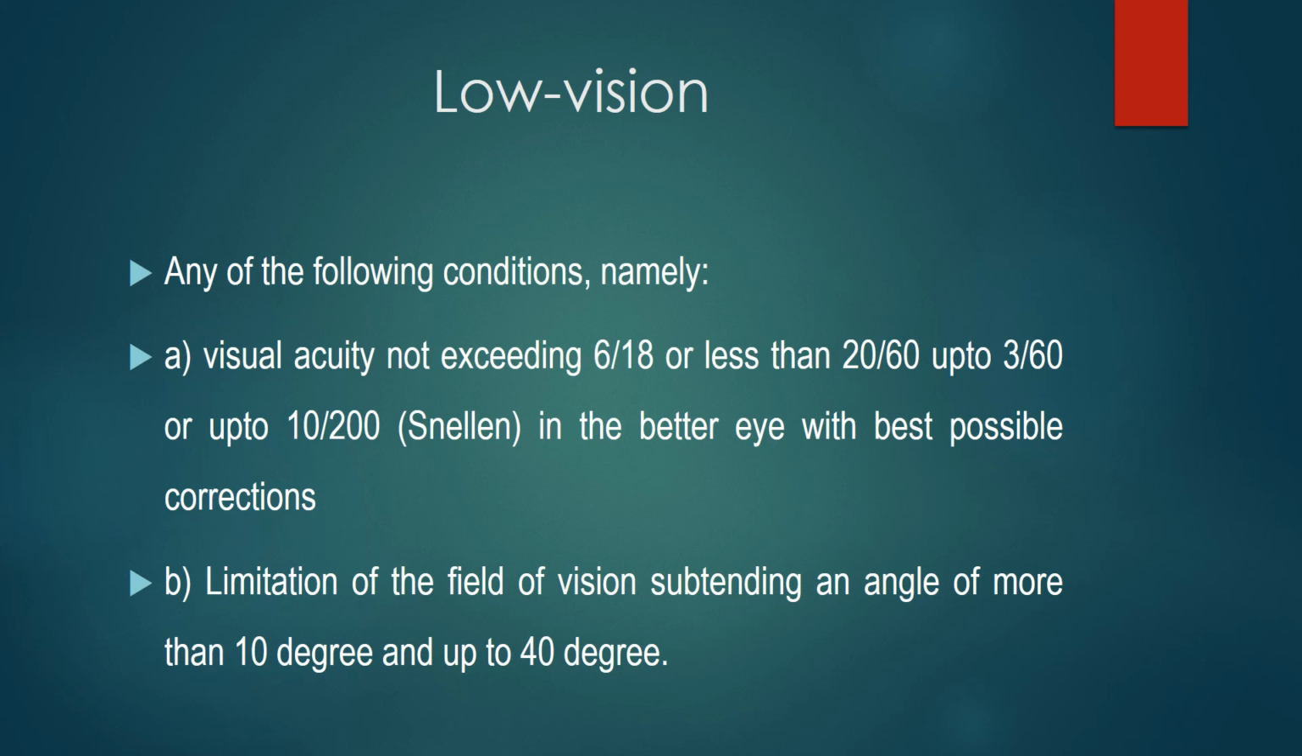On the basis of that, we can legally define blindness and low vision as per the RPWD Act 2016. So in this presentation we discussed what is visual impairment and the types of visual impairment. With visual acuity and field of vision, we also defined blindness and low vision with their legal definition, which is mentioned in the RPWD Act 2016.